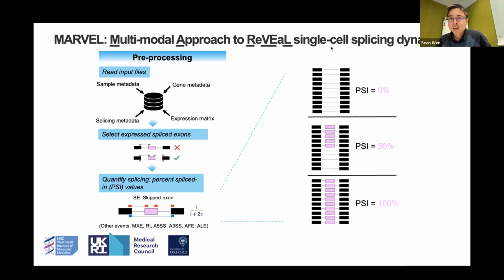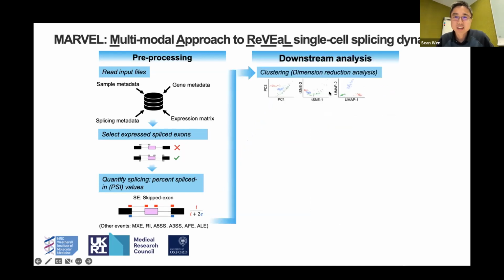that cell expresses the gene, but the isoform doesn't include the pink exon. So finally, after we have done the very tedious pre-processing part, you're now really ready to perform some downstream analysis to reveal some biological insights.